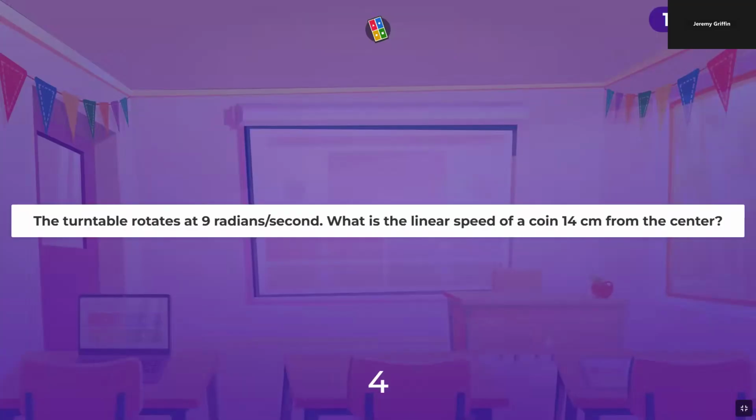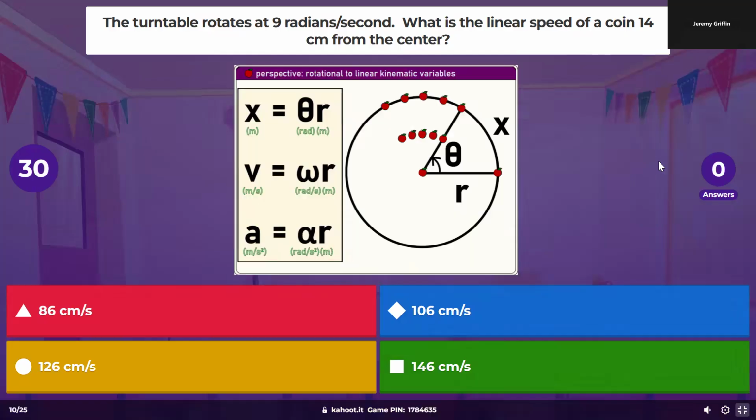Turntable rotates at 9 radians per second. What's the linear speed of a point 14 centimeters from the center? It's this one right here. What's 9 times 14? It's right here.